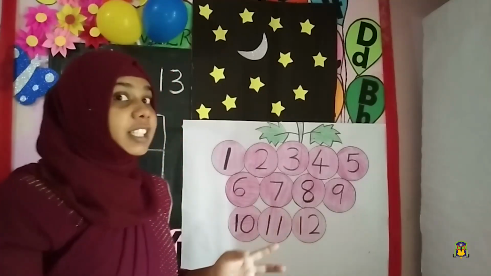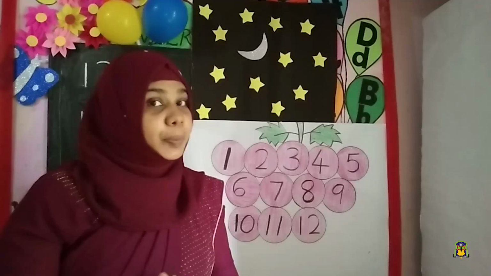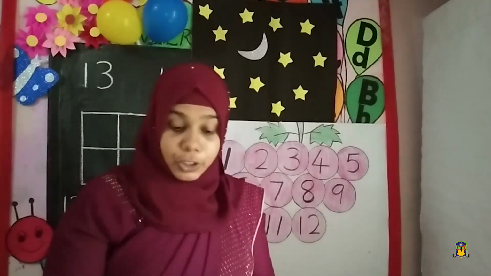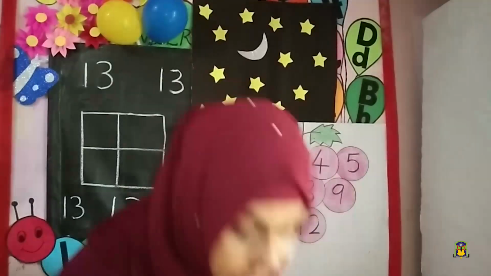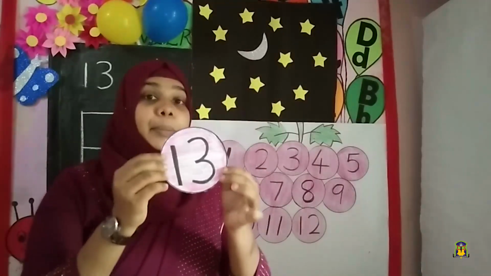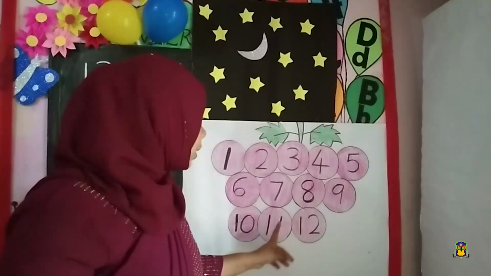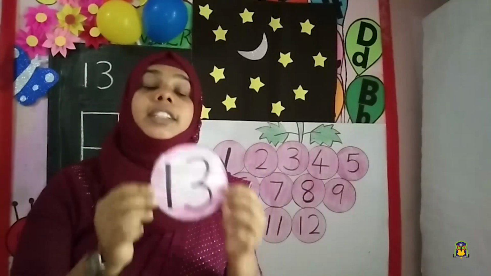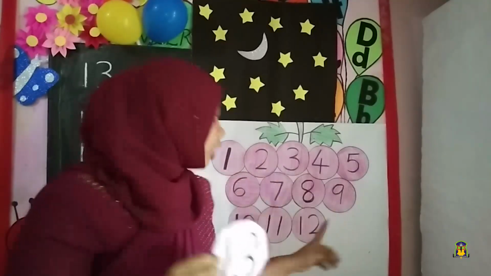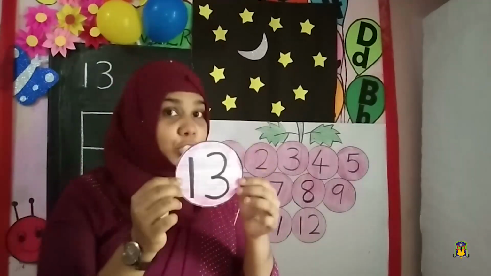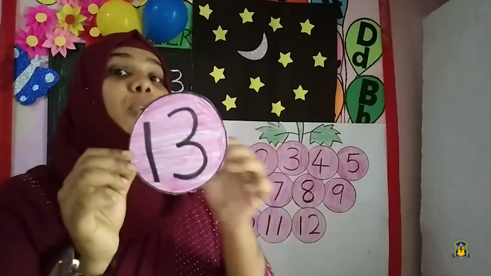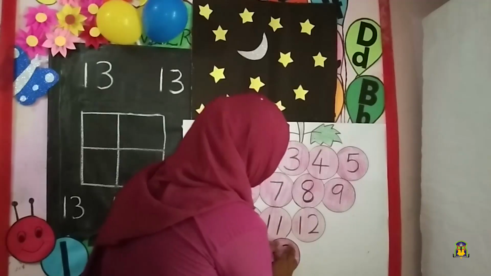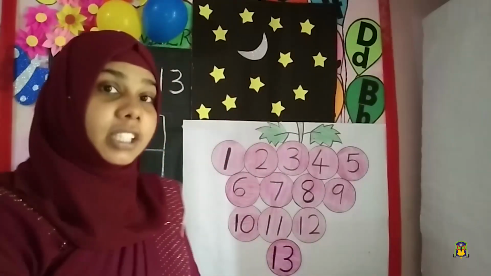We already learned these numbers in our previous class. Today, I'm going to teach you number 13. This is number 13. 12 plus 1 gives you number 13. 13 comes after number 12. Now I'm going to paste this grape also on the bunch. See? Now here we have number 13.